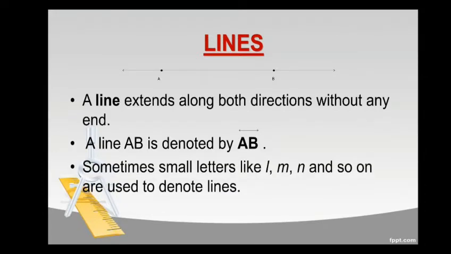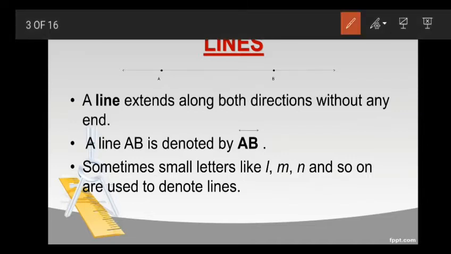Sometimes small letters like L, M, N are also used to denote the lines. So instead of writing AB with a line upon it, to represent the line AB, or we can use small letters L, M, N and so on. Any small letters can be used to denote lines. So what is a line? A line extends along both directions without any end.